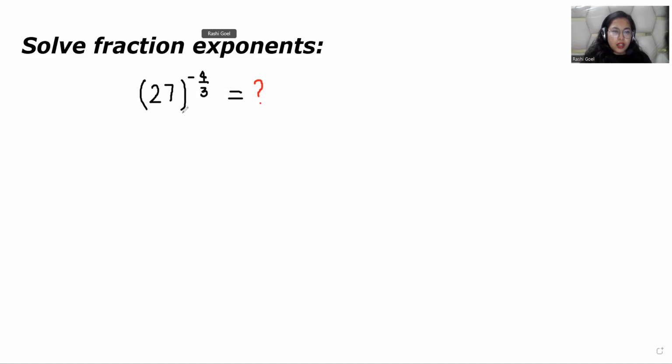As we can see, the power is a fraction. So what we can do is eliminate the denominator. So how can we eliminate it? If we write our base in terms of the denominator, we can eliminate it. So we can write 27 as 3 times 3 times 3, that is 3 power 3. So in place of 27, I'll write 3 power 3, whose whole power is minus 4 by 3.